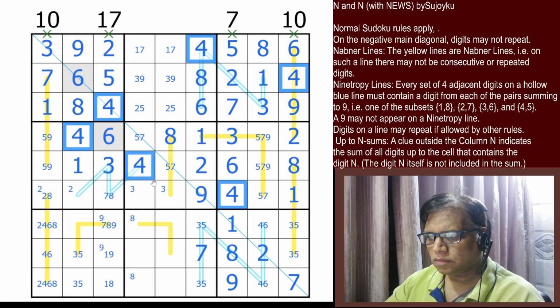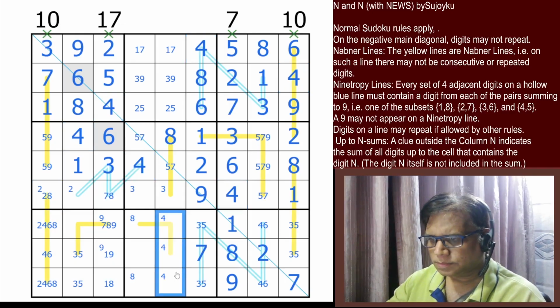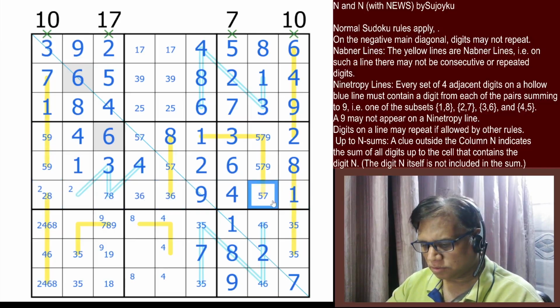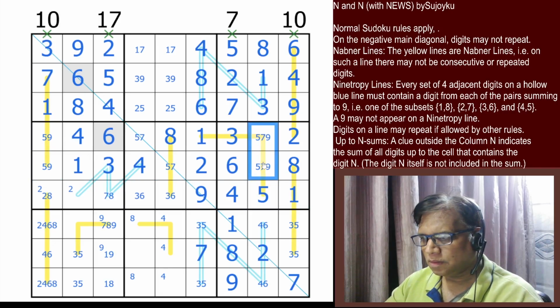4. 4 is one of these, right? No? Now these are only 2 digits, right? Which is 3 and 6 if I'm not wrong. Okay. 5. Where is 5? Here. That has to be 5 because of this 5 more. None of that's there.